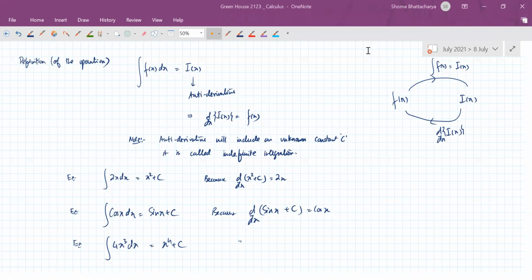Every time we do integration, we will always get an unknown constant term, and that is why the operation is called indefinite integration. Later we will see that when we apply this in physics problems, if we know some other condition apart from calculating the antiderivative, then we can find the value of that constant. But without any other given condition, we cannot find the value of the constant.